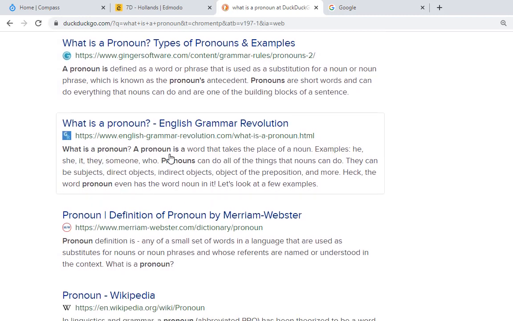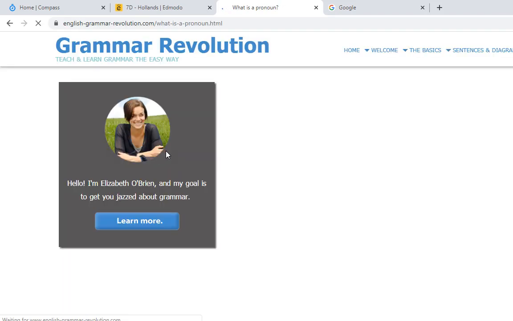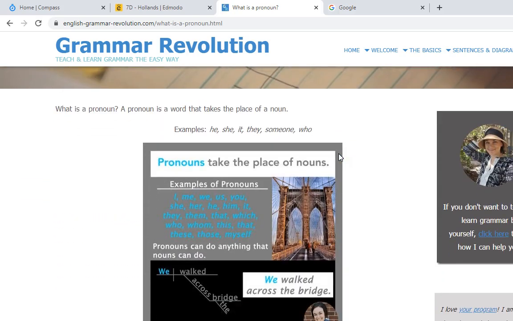What is a pronoun? A pronoun is a word that takes the place of a noun. Examples, he or she or it, they, someone. Okay, so I'm dealing with a definition here that is a little bit more useful to me. So this is the one I'm going to take a look at. So a pronoun. Let's have a look at that again. Examples, he, she, it, they, someone, who. Okay, so a noun might be Patrick, so a person, place, or thing.